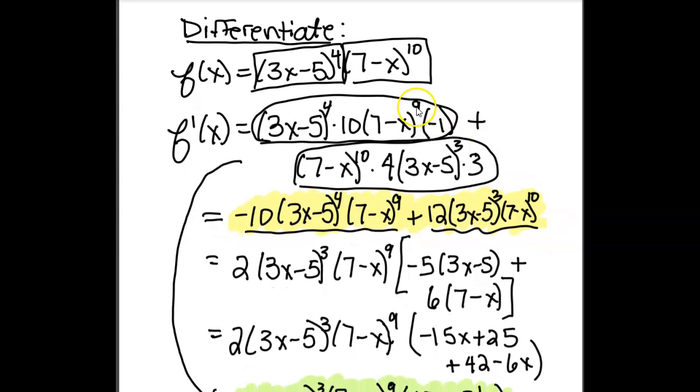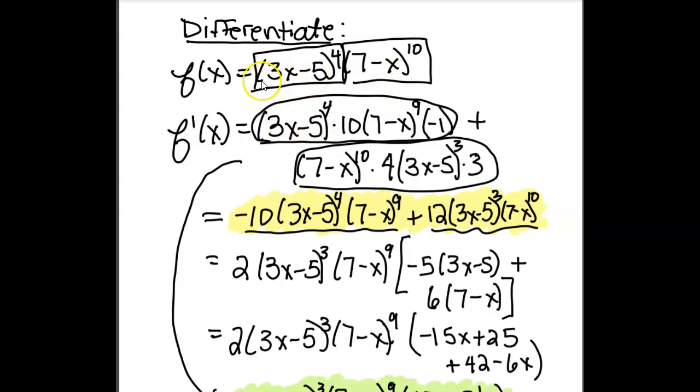They ask us to differentiate this function, 3x minus 5 to the 4th power times 7 minus x to the 10th. We have to find the derivative. We have to use our product rule because we're multiplying, and you're going to have to utilize the chain rule within the product rule because of what our functions are.